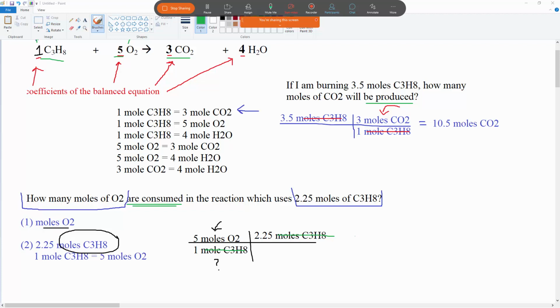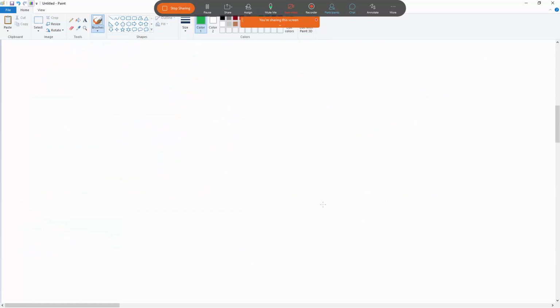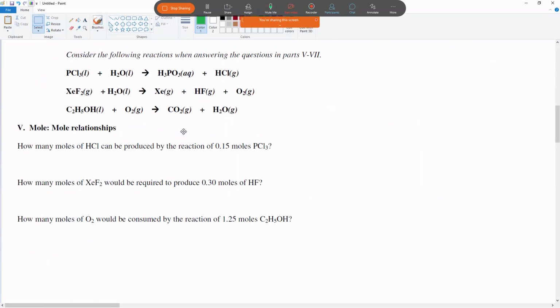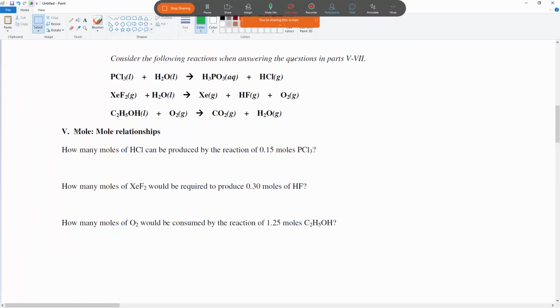Okay, I'm going to copy this from the worksheet. This back side of your worksheet is all about stoichiometry. And I start with a set of reactions, and in section 5, I'm asking specifically about mole-to-mole relationships. So before you can answer these questions, you're going to have to do something with these reactions here. What do we have to do? We have to balance them.